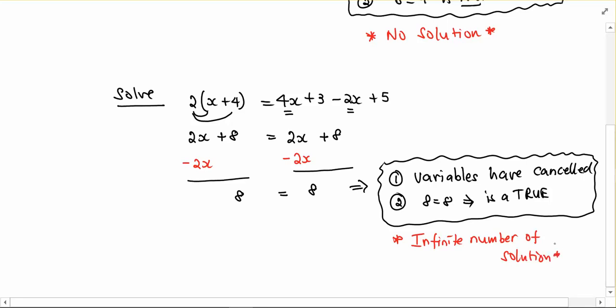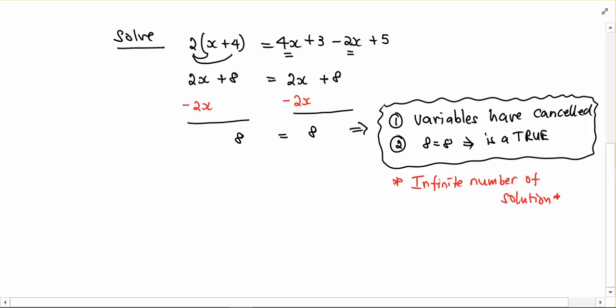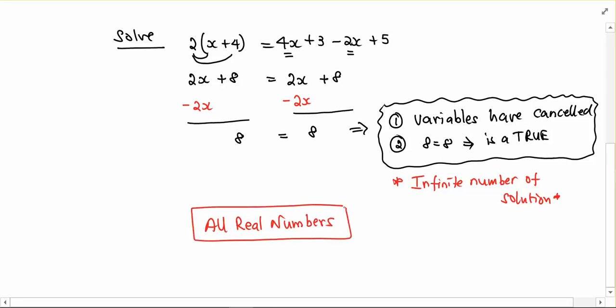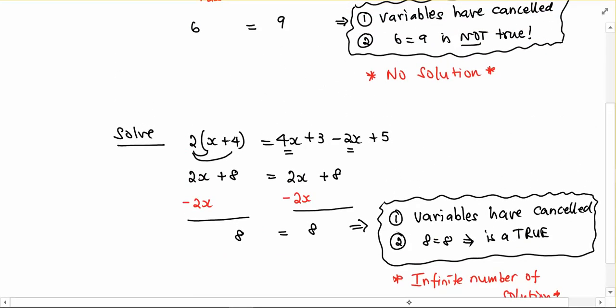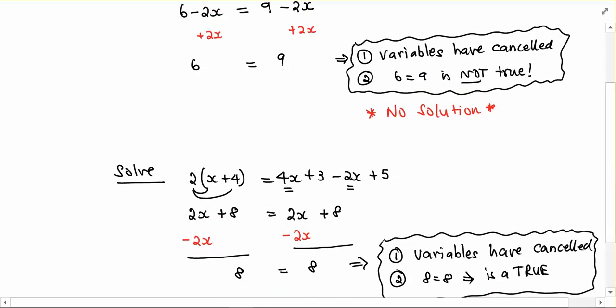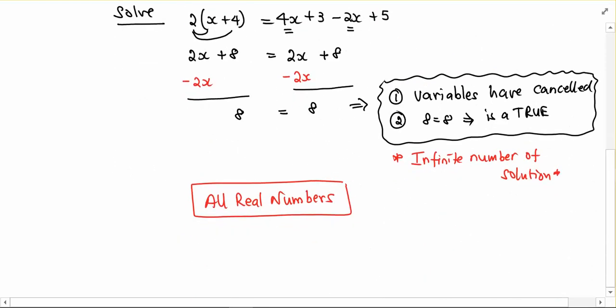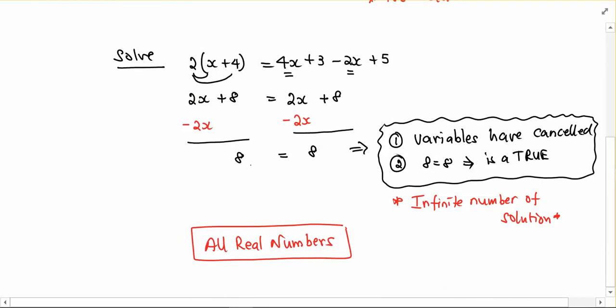Meaning any number works. Every number you can think of works. So, how do you answer this question? You answer this by saying all real numbers. So x can be any number it wants to be. All real numbers work. So in the previous one there was no solution. In this one all real numbers work, right? So you have to remember to make sure you interpret your answer. Don't just leave it like this. Make sure you write what it means.